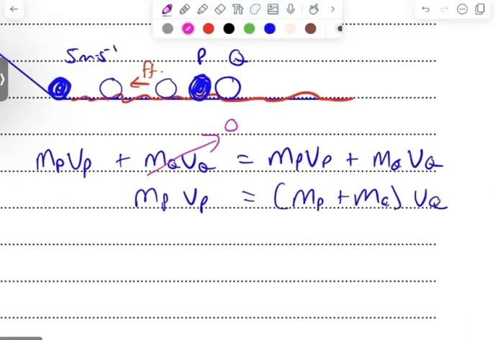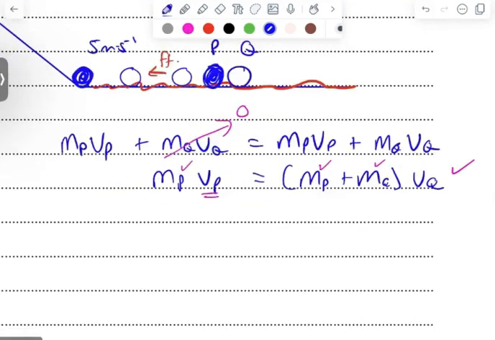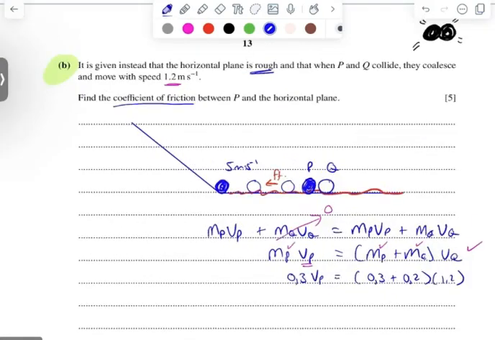We already know what the mass of that is. We don't know the velocity of P. We don't know at which velocity it hits it, but we do have both masses, and they've also given us the velocity of Q afterwards. So we can actually calculate at what speed this particle hits Q. This is 1.2, and they're going in the same direction.